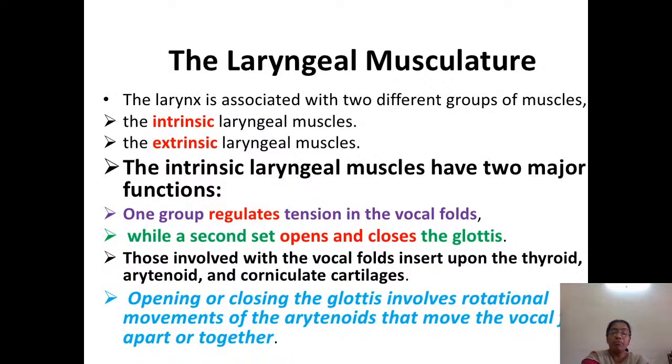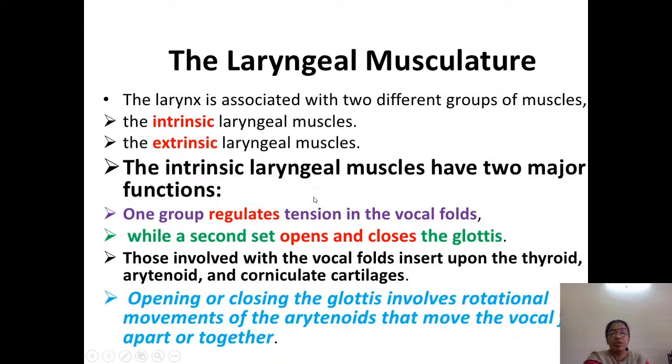Next, coming to the musculature, what are the muscles? There are two sets, intrinsic and extrinsic muscles. These two sets of muscles are helpful in two different functions. One group is helpful for regulating the tension. Whenever we are speaking, the tension is controlled by the vocal muscle. Other than that, opening and closing of the glottis is regulated by another set of muscles.